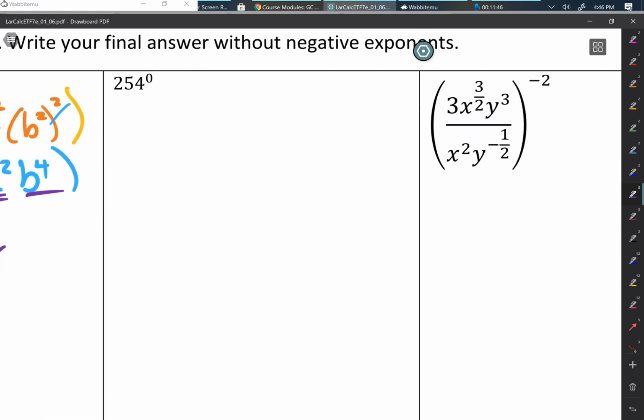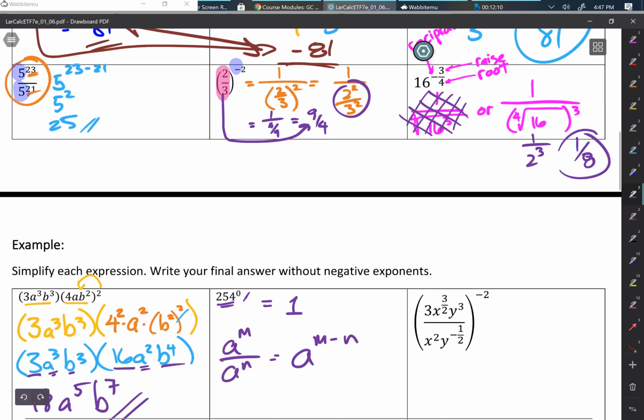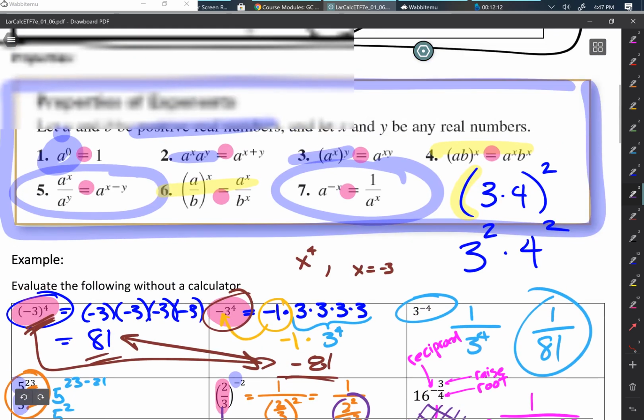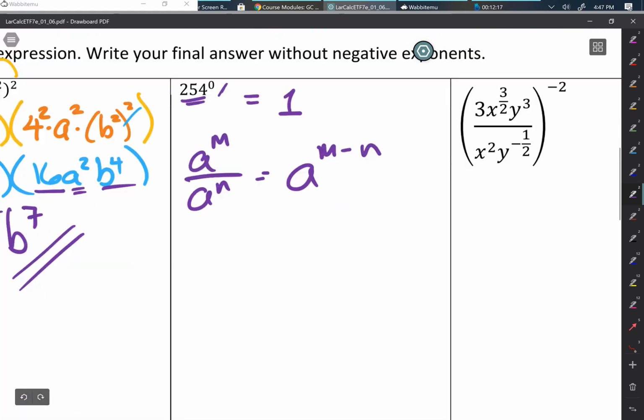How about this guy? 254 raised to the 0 power. Well, any number, not 0, raised to the 0 power is always equal to 1. Why is that? Well, it's a consequence of this rule, right? That rule that said that a to the m divided by a to the n is equal to a to the m minus n. Larson uses x's and y's, m's, n's, it doesn't really matter, right?